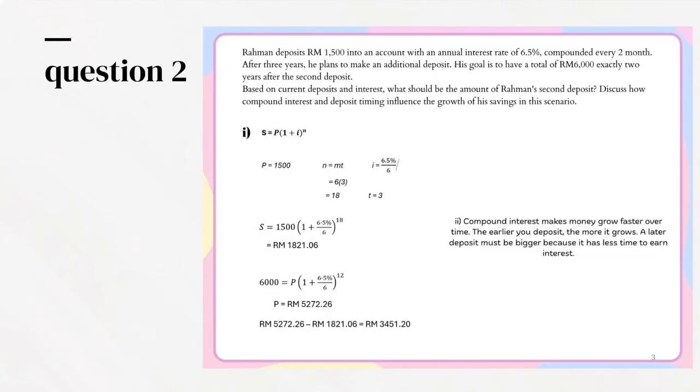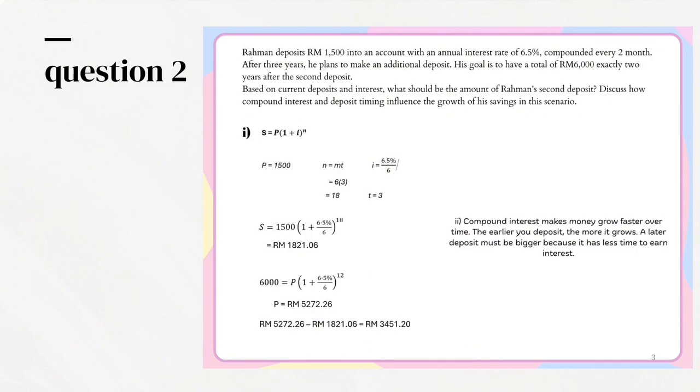Moving on to question 2. The question is, Rahman deposits RM1,500 into an account with an annual interest rate of 6.5% compounded every 2 months. After 3 years, he plans to make an additional deposit. His goal is to have a total of RM6,000 exactly 2 years after the second deposit. Based on current deposits and interest, what should be the amount of Rahman's second deposit? And discuss how compound interest and deposit timing influence the growth of his savings in this scenario.